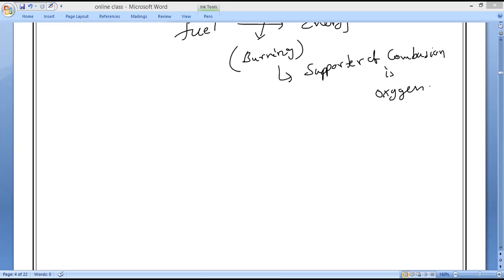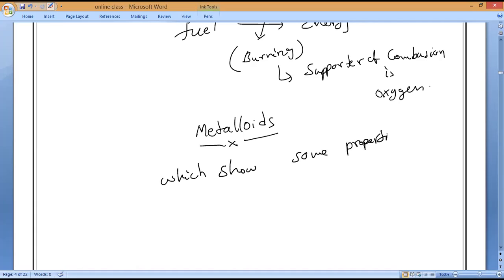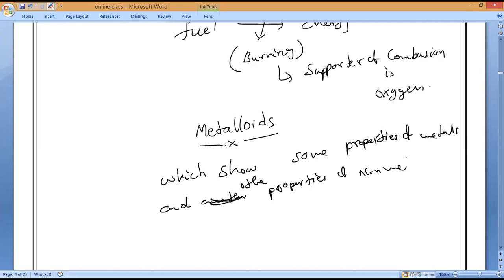Now, observe very carefully. Let me take the metalloids. What is the spelling of metalloids? Everybody keep writing: M-E-T-A-L-L-O-I-D-S, metalloids. So these are substances which show some properties of metals, and some other properties of non-metals. Is it okay, all of you?